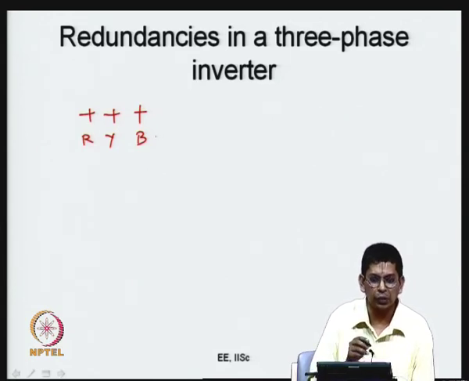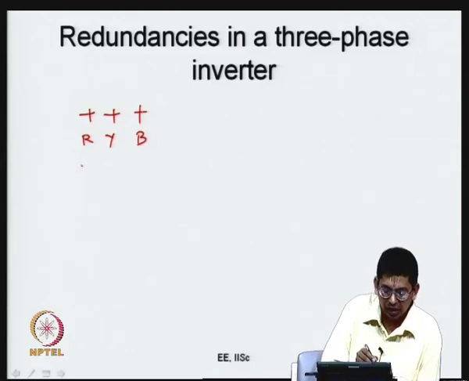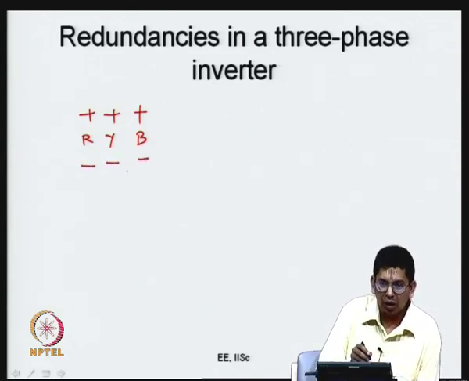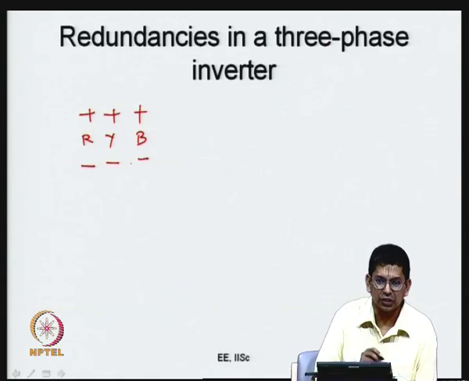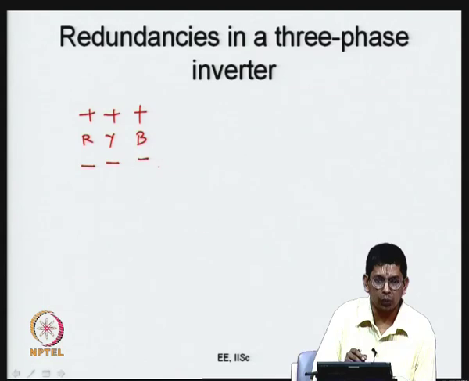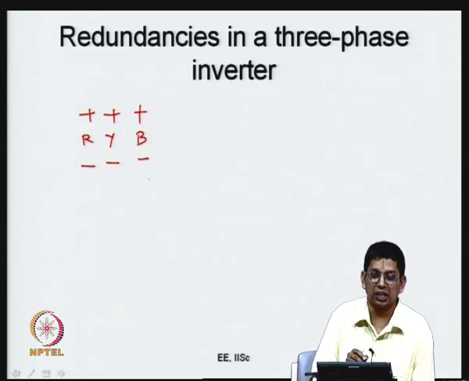This is not the only way to do that. There is yet another way of doing it. What is that? You keep, in all the 3 legs R, Y and B, the bottom devices on. This again would ensure that the load is shorted. In this case, VRO, VYO and VBO are all equal to what? Minus VDC by 2. Nevertheless, all the 3 line to line voltages VRY, VYB and VBR are equal to 0 and the load is shorted. So, as far as the load is concerned, plus plus plus is one inverter state, one 0 state, and minus minus minus is another 0 state.